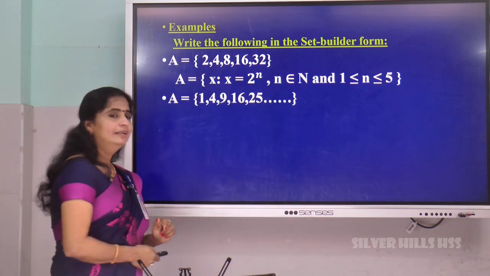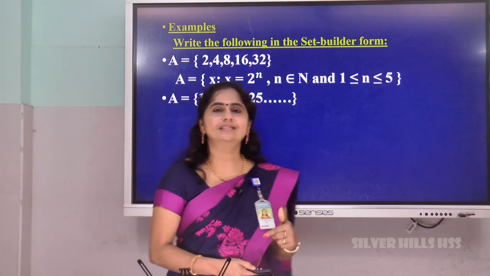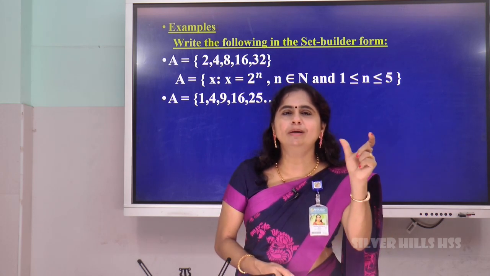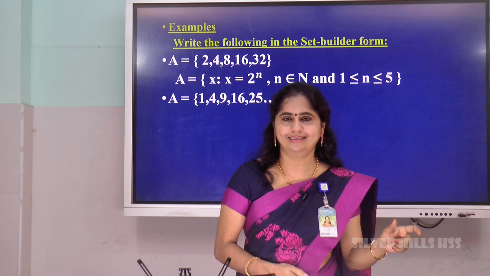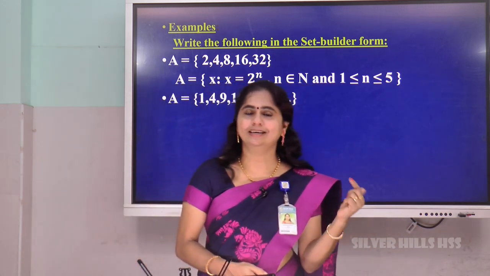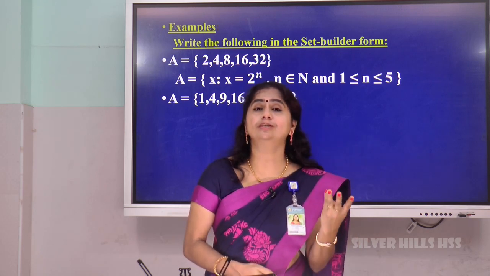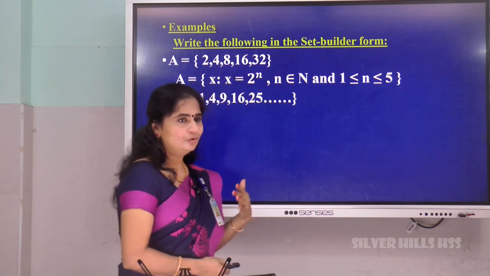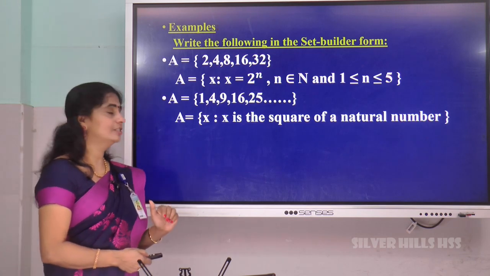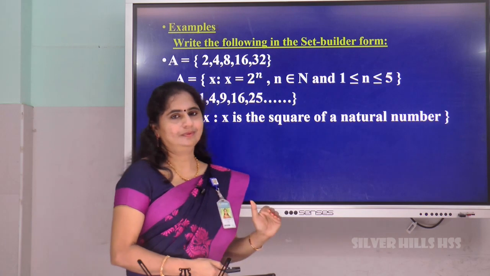Next example, A is equal to the set 1, 4, 9, 16, 25, etc. So let's check for the common property that is existing in that set. You can see that the first number is 1 square, second number is 2 square, third number is 3 square, and fourth number is 4 square, etc. So I can write it in the set builder form as set of all x such that x is the square of a natural number.